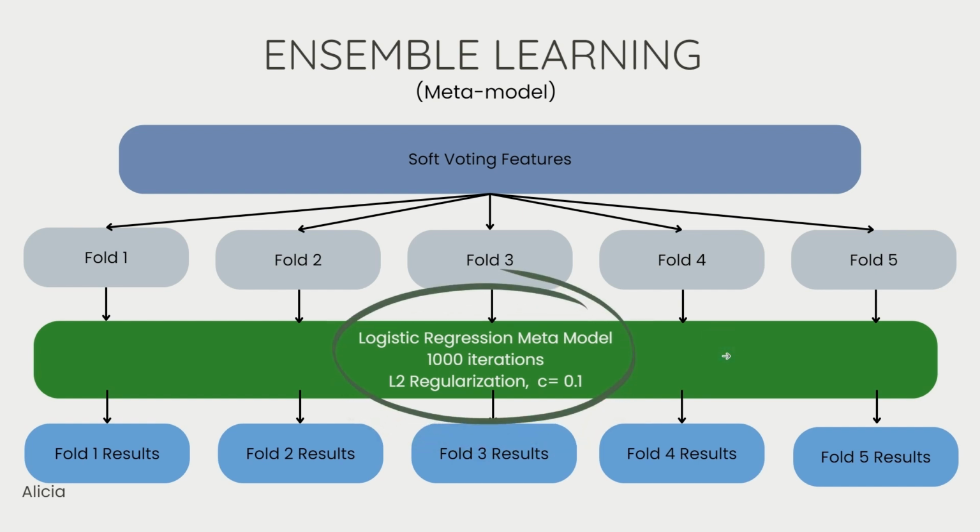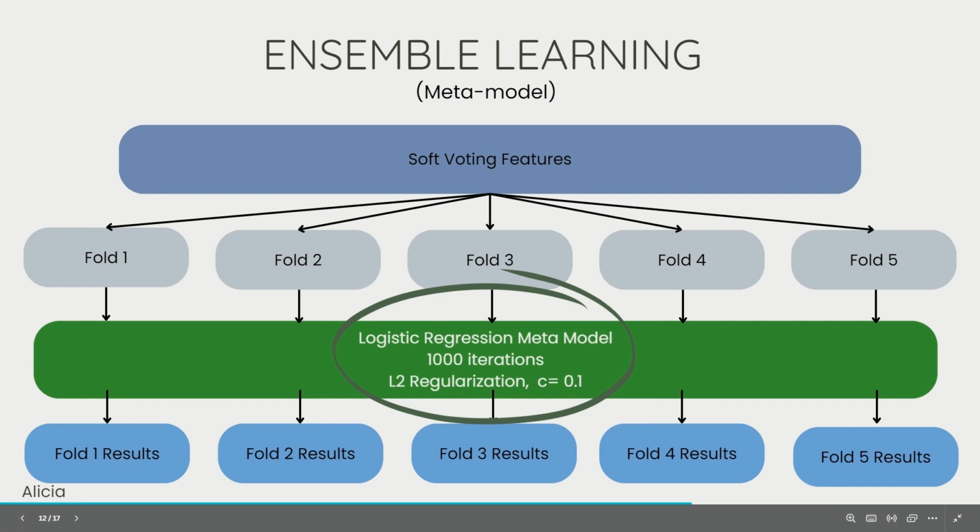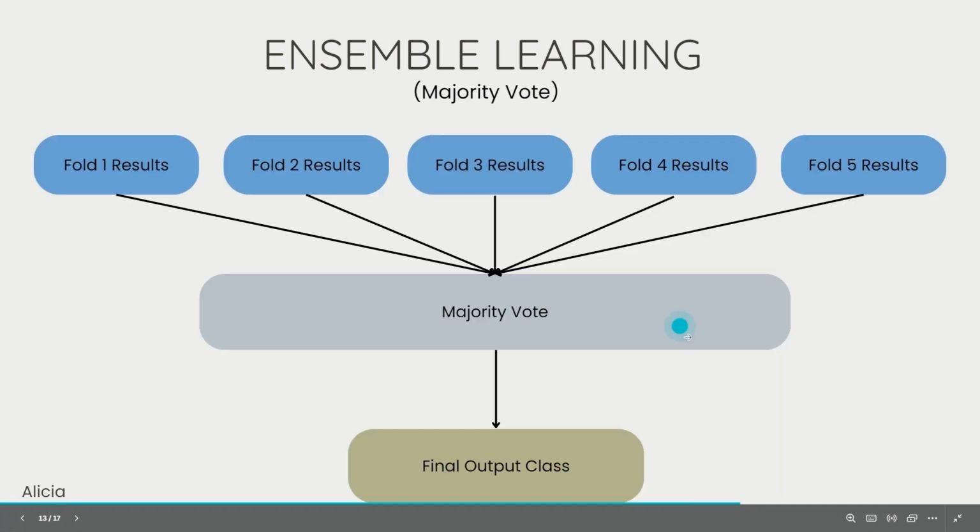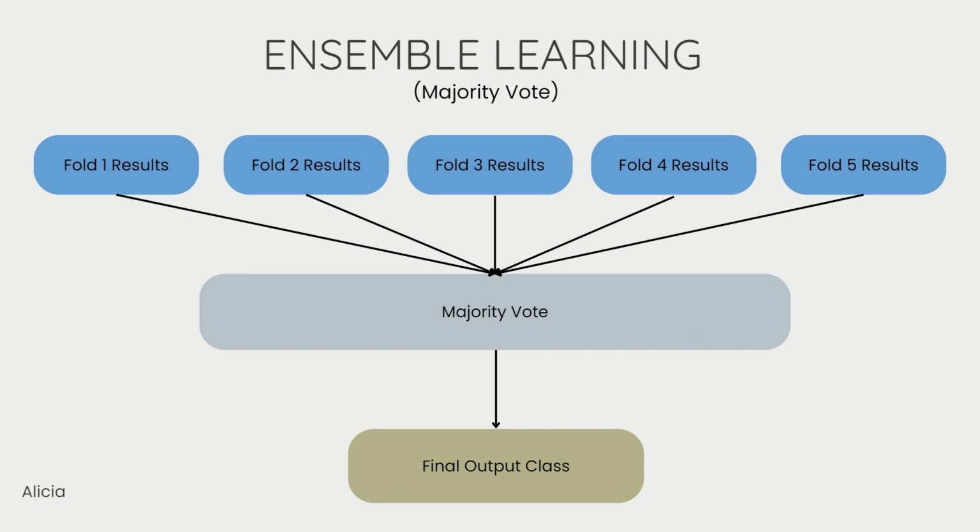The choice for a logistic regression model is due to its lightweight nature, which is sufficient for this purpose. For logistic regression, we implemented L2 regularization, which adds a penalty for larger weights and prevents overfitting. After training and evaluating on each fold, we use each fold's trained meta model to independently classify the test images and apply majority voting across these predictions to ensure that the final output is reliable and stable.